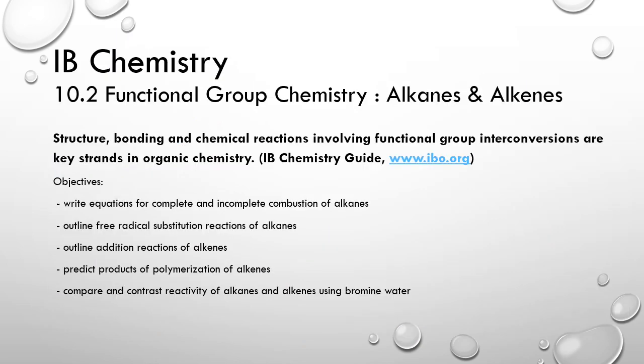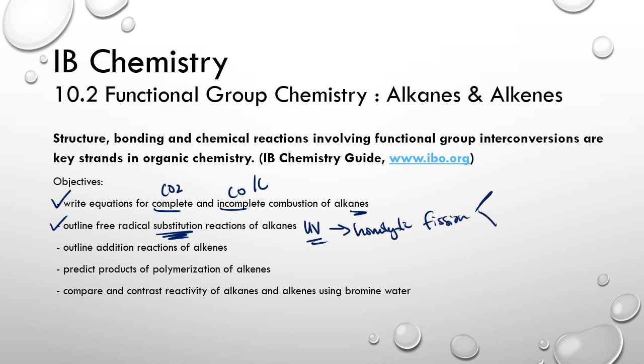And objectives accomplished. We wrote equations for complete and incomplete combustion of alkanes. Remember that complete, we're going to make CO2 and water. Incomplete, we make carbon monoxide or maybe some soot and water. We looked at free radical substitution reactions with alkanes. This requires big UV radiation and homolytic fission in order to get it going. There were those 3 steps. We had initiation. Ooh, if I could spell. And then we had propagation, and then we had termination. Make sure you have those memorized.